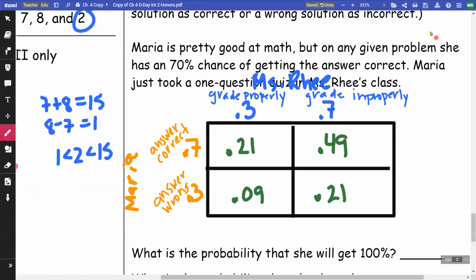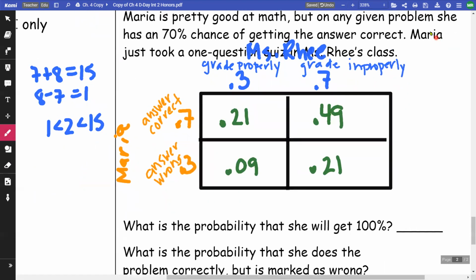Now, understand what each of these boxes means. So if I am here in this box, Ms. Rhea properly graded it. So since Maria answered it correctly, and Ms. Rhea graded it correctly, she got this one marked right.